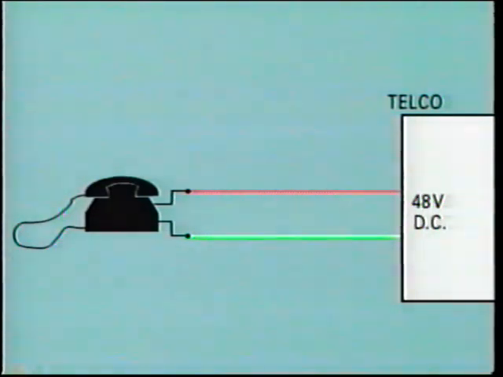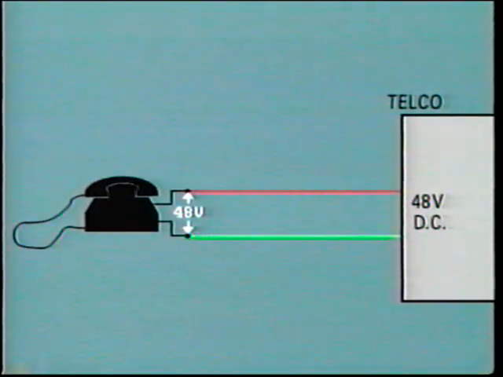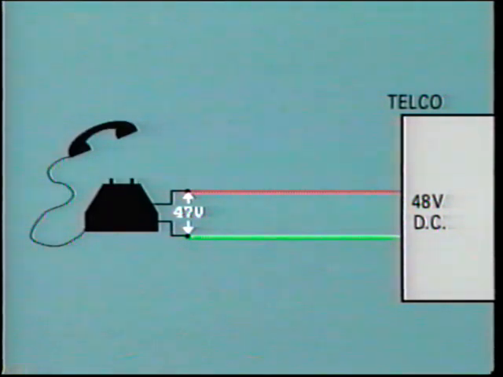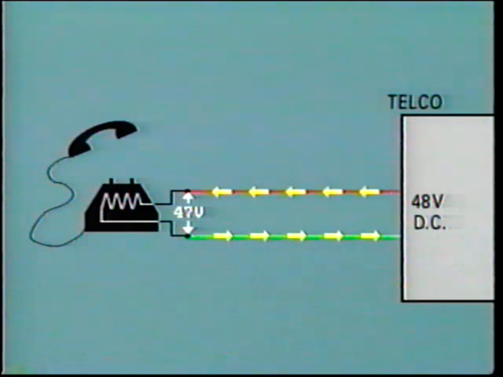A 48-volt DC supply is applied across each pair of conductors at the central office. This 48-volt DC potential difference exists all the way along the line, right up to the telephone handset. Of course, there will be a small voltage loss when current starts to flow, and this happens when you lift the phone off the hook. This action places a resistor across the DC voltage and allows a current in milliamps to flow.